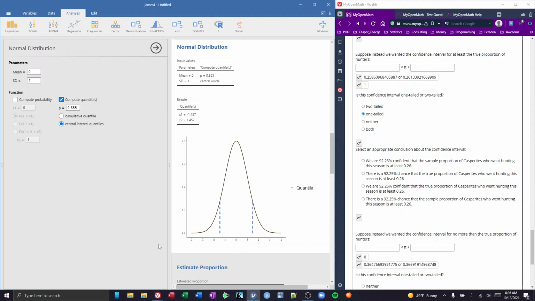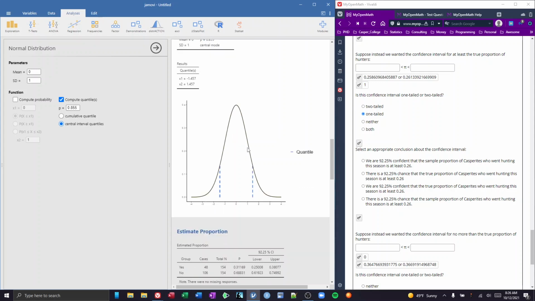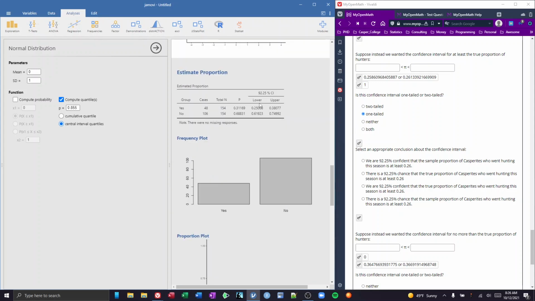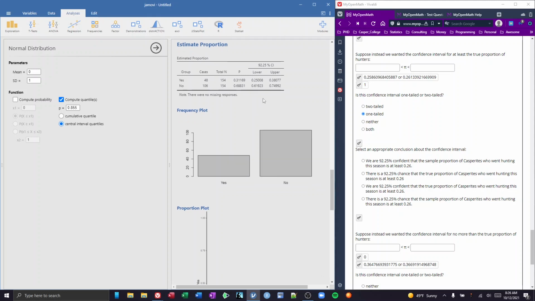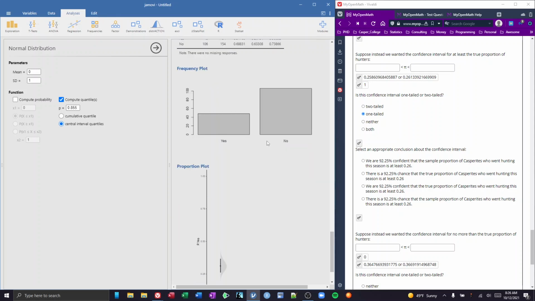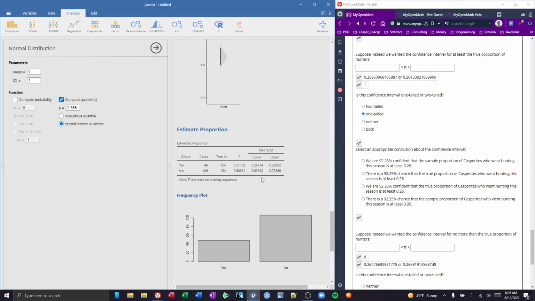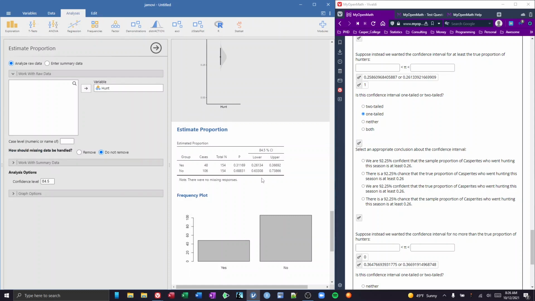So you can use Jamovi to automatically give you the cutoff points for an upper and lower bound one-tailed confidence interval. But in order to do it, you have to double your alpha and put it in so that it'll give you the upper and lower correctly. Right here, like we did. Okay. So that is how you go through and do those.